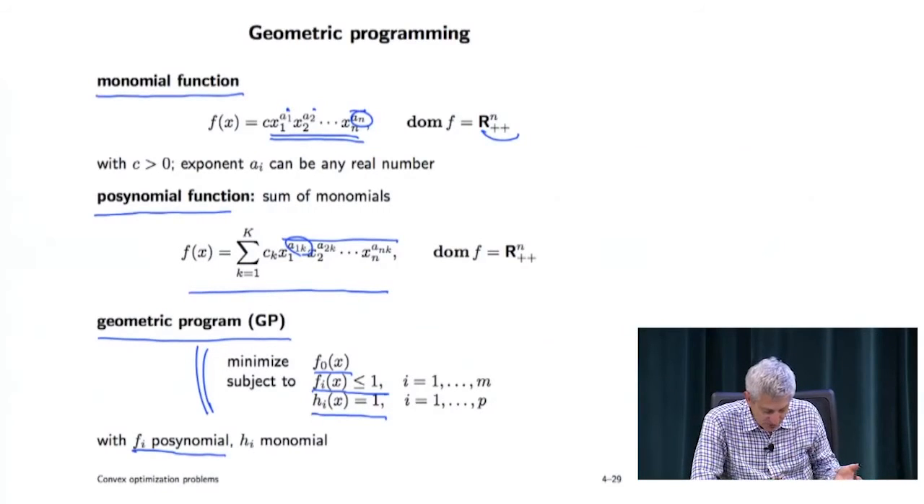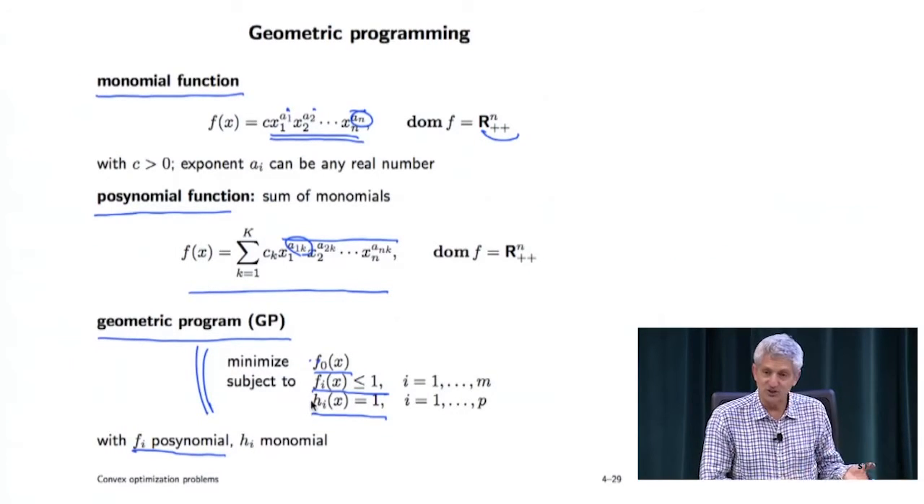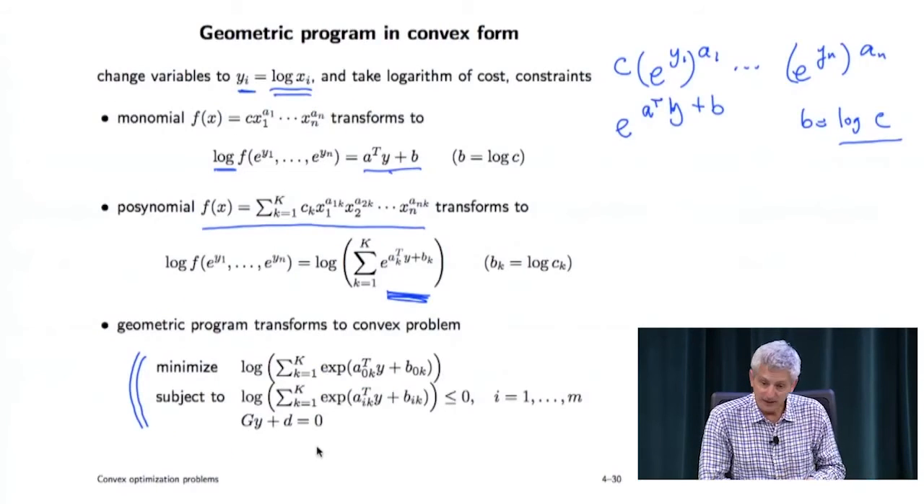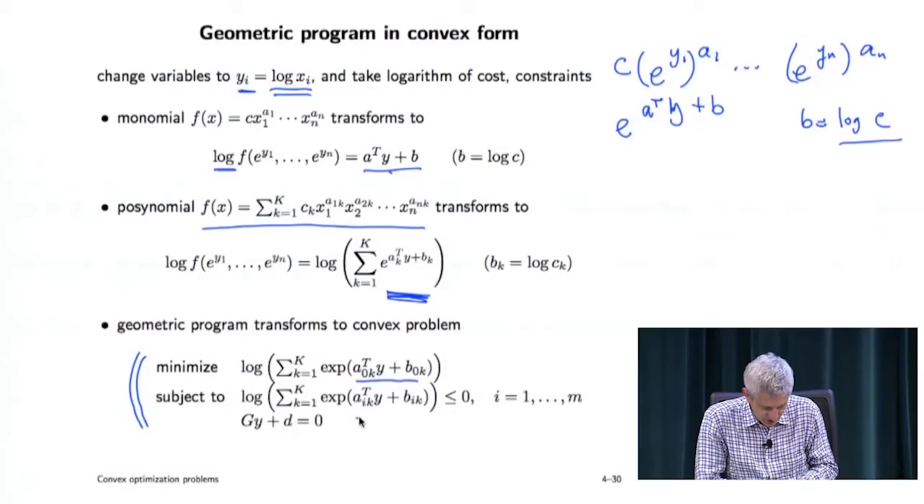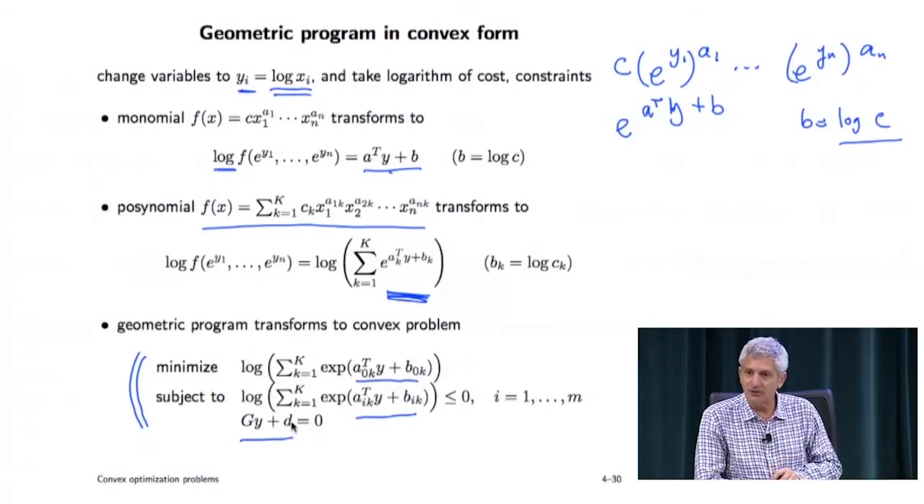So not much changes. To describe a GP, what I have to do is, for each monomial term in the objective and the constraint functions, and for each monomial in the equality constraints, I have to give you the coefficient and the exponents. But that's the same here, right? And they simply are the coefficients here. So it's absolutely no different. Okay. Now you know what a GP is.